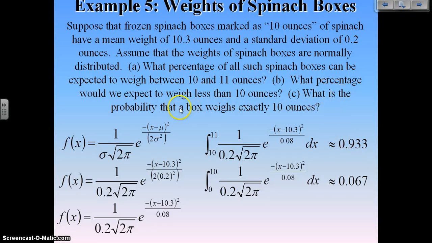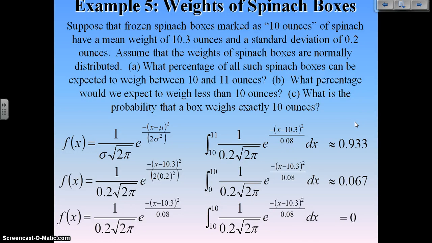What about the last one? It's interesting. What is the probability that a box weighs exactly 10 ounces? Well, between 10 and 11 we went 10 to 11. Less than 10 we went 0 to 10. So exactly 10 ounces we would go 10 to 10. And I don't even have to punch this into my calculator because I know that if I'm starting at 10 and ending at 10, the answer is 0.